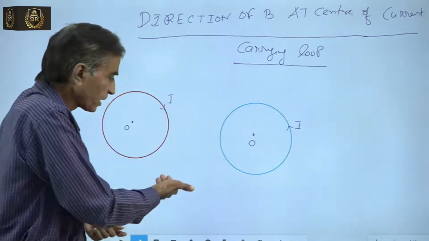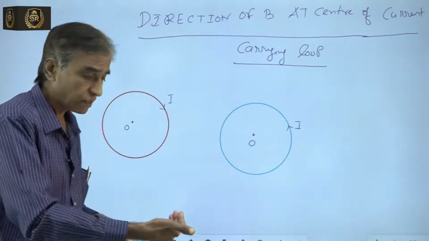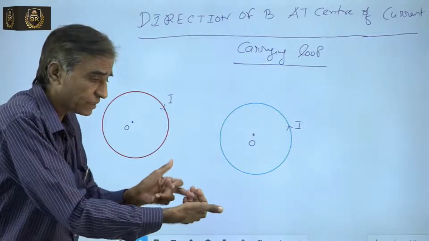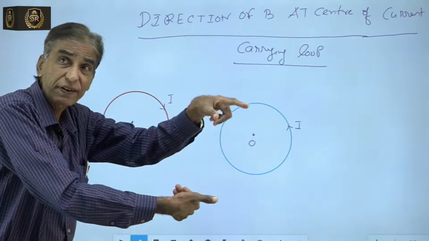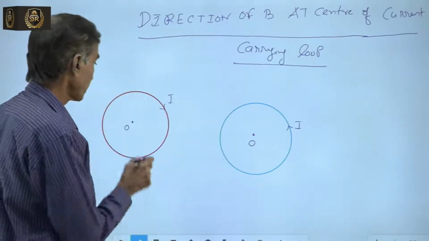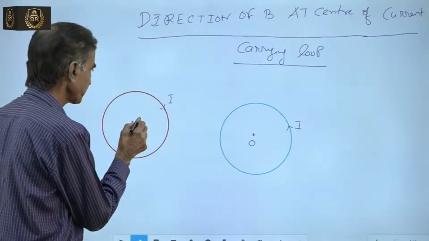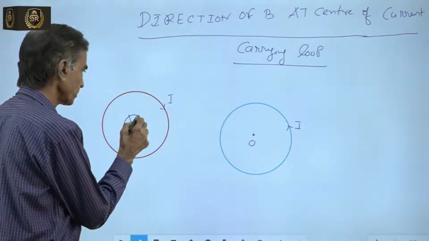See, when it is clockwise current, how will the field be? When the current is clockwise, you hold like this. The thumb indicates the field, away from us. That is, it will be into the plane. The field is into the plane.